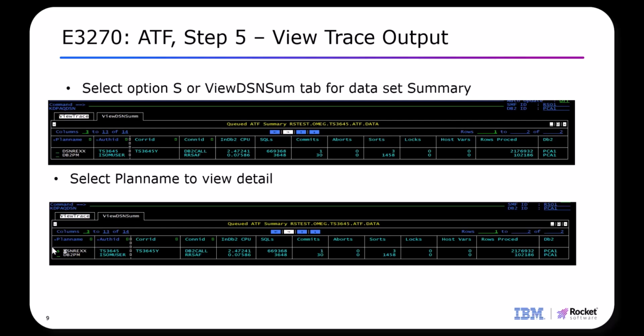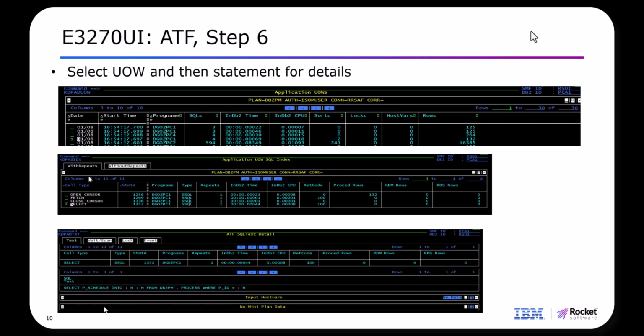So within here, you can see I've got my two plans that I had collected data for, DSN Rex and Db2 PM. Again, the summary statistics for those two plans. And then what I can do is start drilling in on these. So you'll see now I'm going to select my DSN Rex plan, and now I'm going to start seeing the trace detail. Once I select that plan, you'll see now that I've got all the units of work that were collected. Each of those intervals are individual units of work, and again with the summary information.